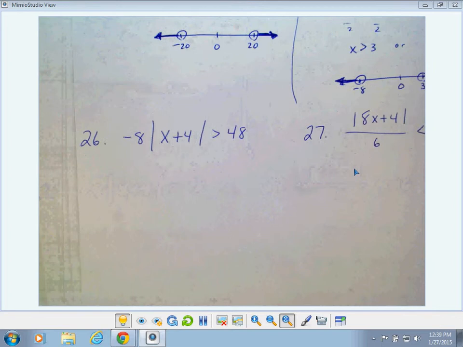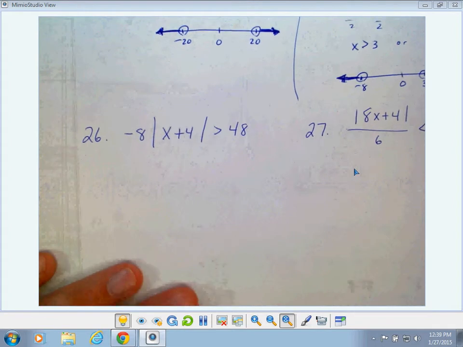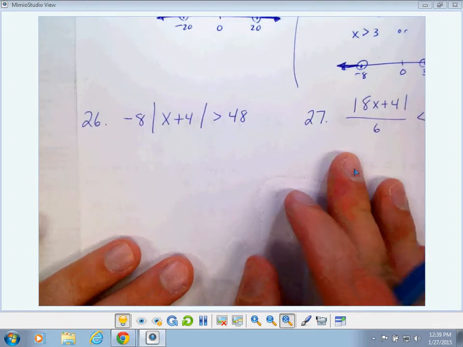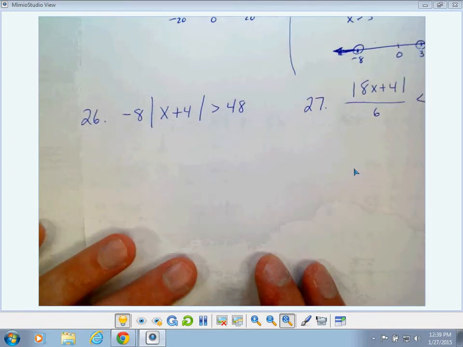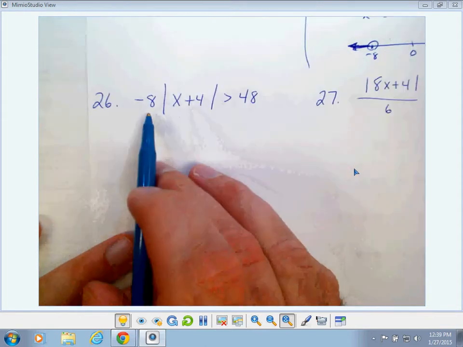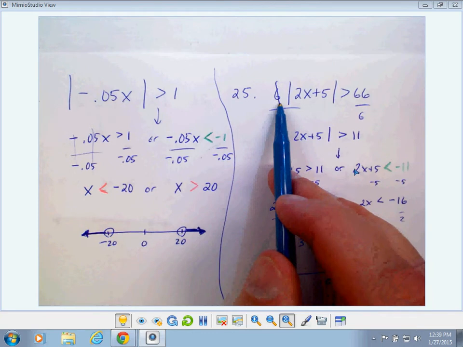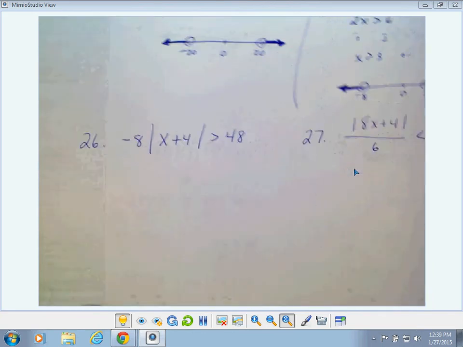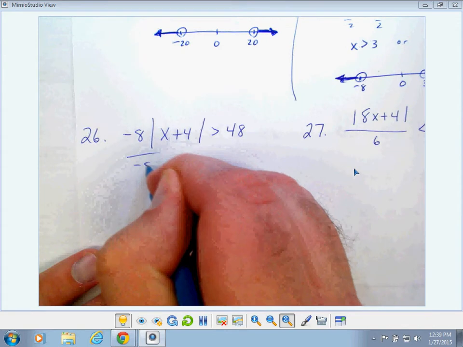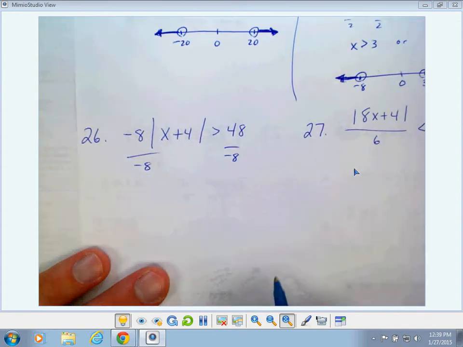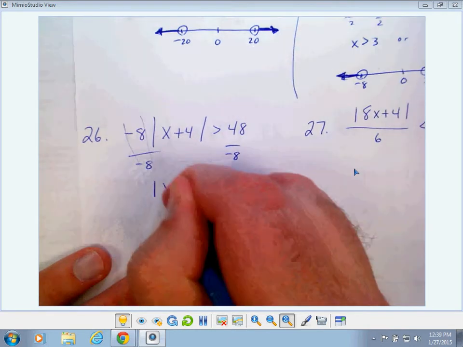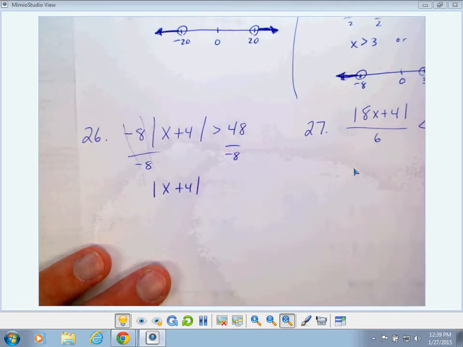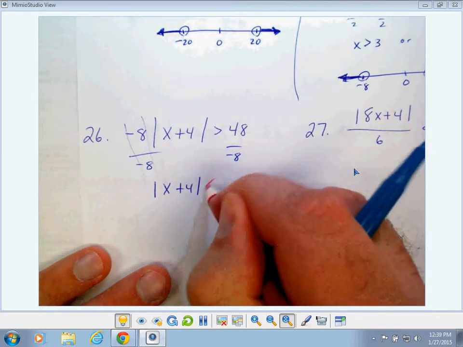Alright, last two of these. Number 26, it has kind of what I would call maybe the most difficult problem on here because of the potential for mistake in the whole thing. For number 26, there is a negative 8 out here, much like there was in number 25, a number that we need to get rid of. So we should divide it away like we would any of the other ones. But you're dividing by a negative, so when you divide an inequality by a negative, you're going to need to turn that symbol around. Right here. So we're going to make this a less than.